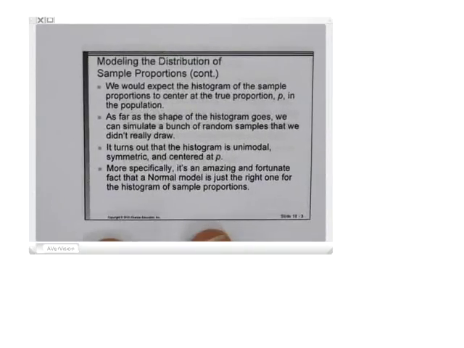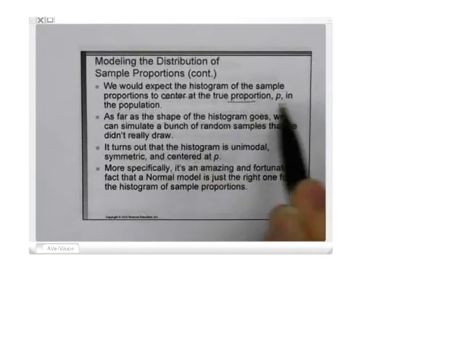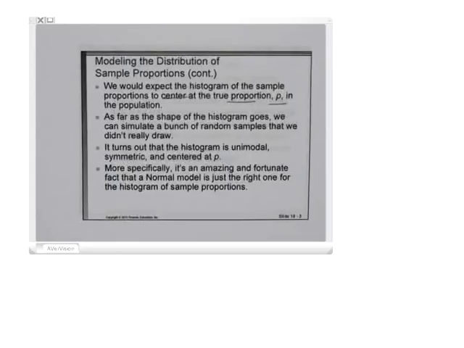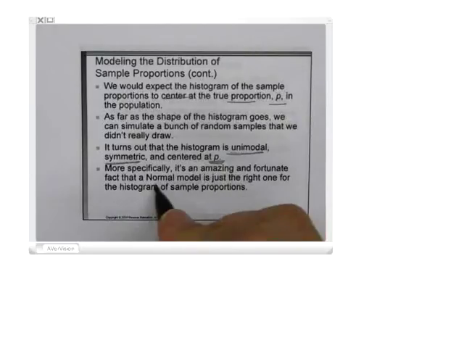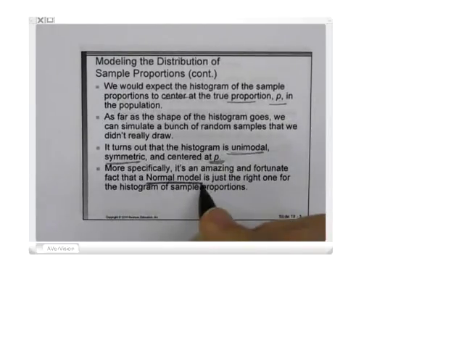Let's talk about that. All right, just like I said, we would expect the histogram of the sample proportions to be centered at the true proportion, which is p, of the population. As far as the shape of the histogram goes, we can simulate a whole bunch of samples that we didn't really draw and then look at them. We can't do this in reality. We could do some in reality, but we can't do all of them in reality. So when we do simulation, it turns out that this histogram is roughly unimodal, symmetric, and centered at p, which leads us into the fact that this histogram can be modeled by the normal model.